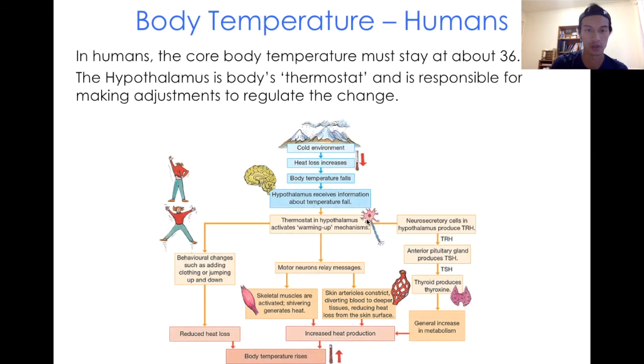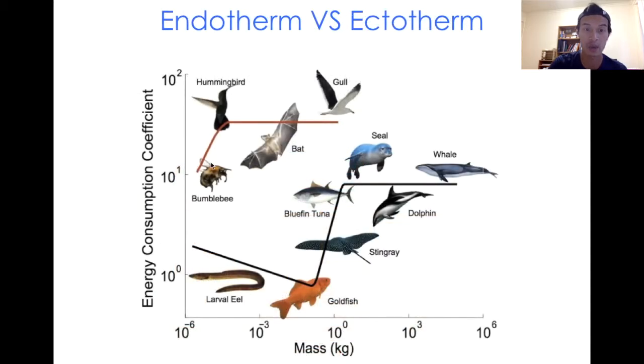Okay. Oops. Sorry, guys. For the same size, however, you would expect that warm-blooded animals such as birds and things like that will often use more energy in terms of the coefficient at the same size.